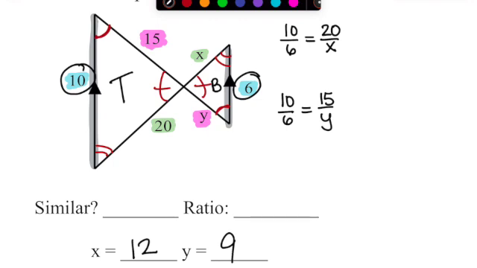What is the ratio? Well, if I look at 10 over 6, that simplifies to 5 over 4. So my ratio is 5 over 4. And then remember, I just found that X was 12. So I could do 20 over 12. When I take out a 4, I'm left with 5 and 3.